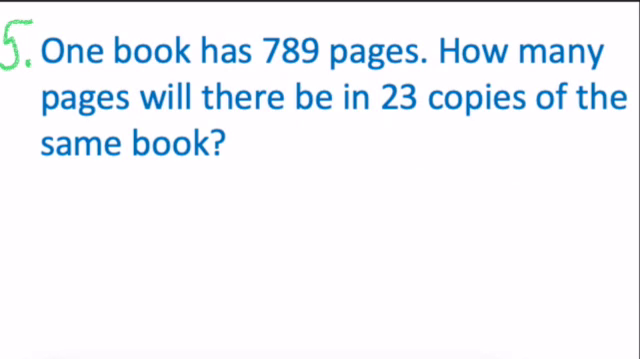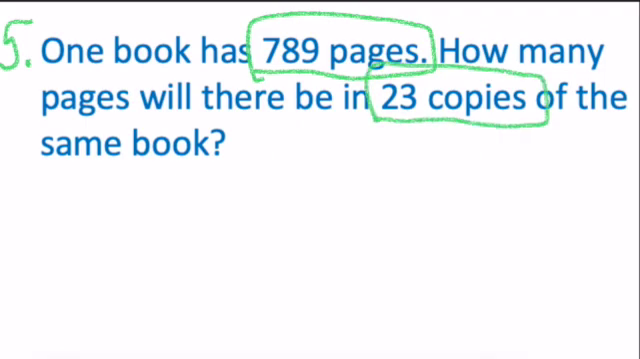One book has 789 pages. How many pages will there be in 23 copies of the same book? So one book has 789 pages. How many in 23 copies of the same book? Press pause while you think about that.